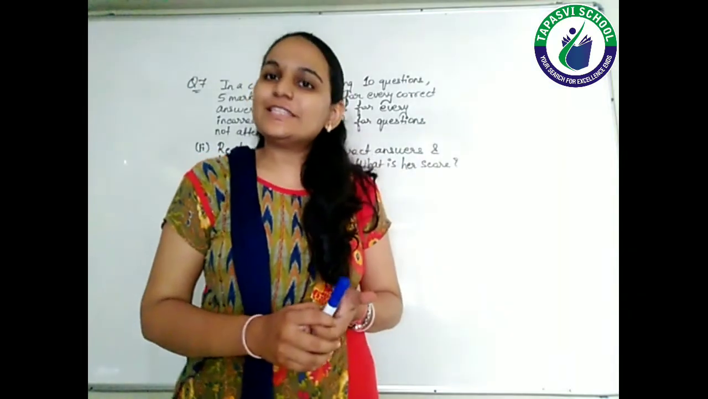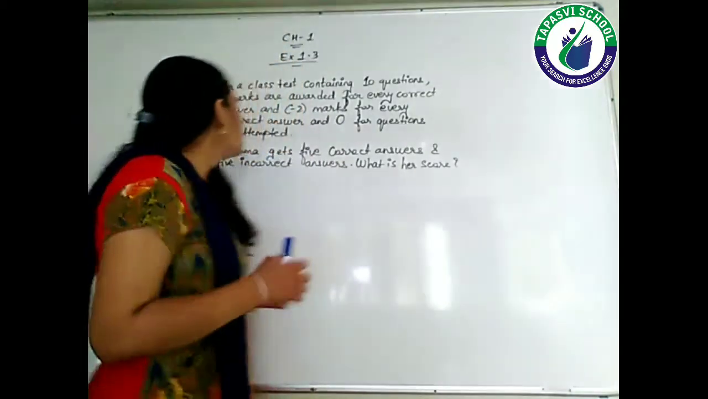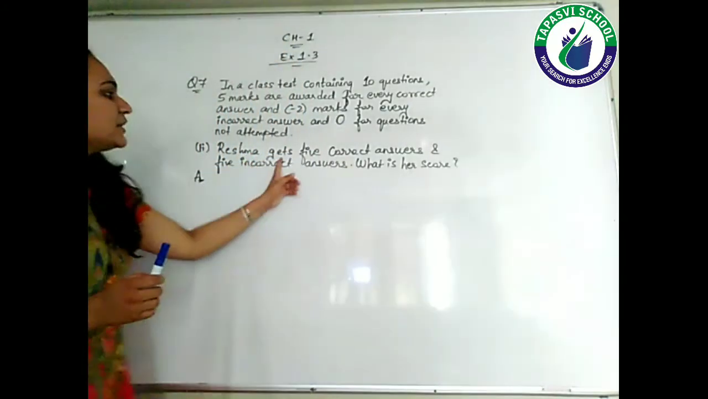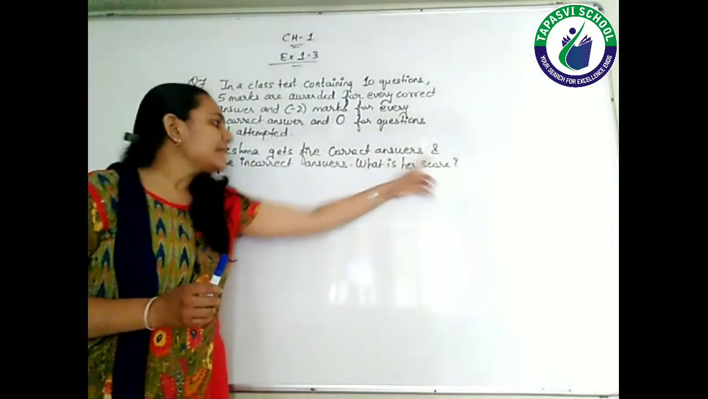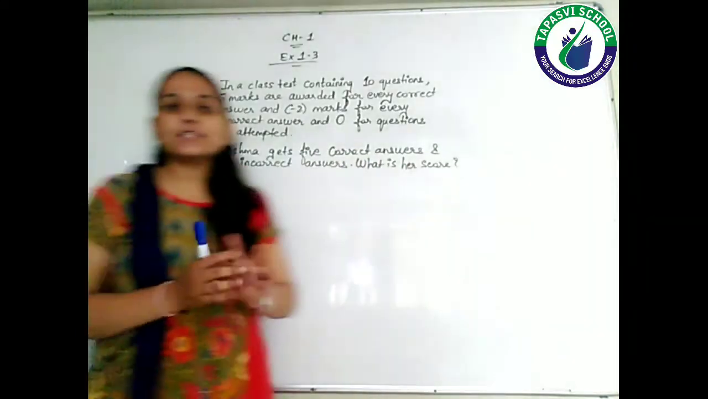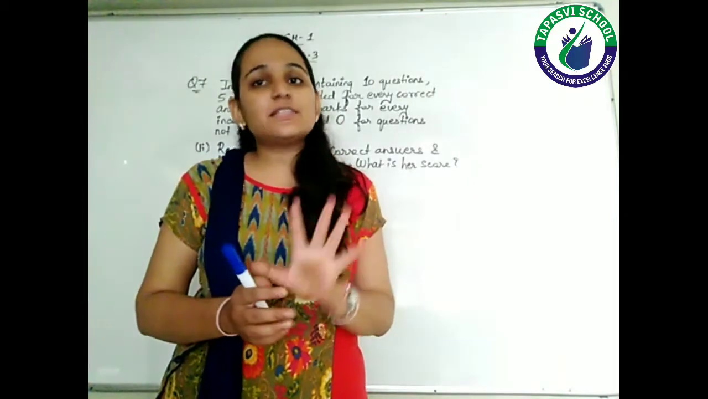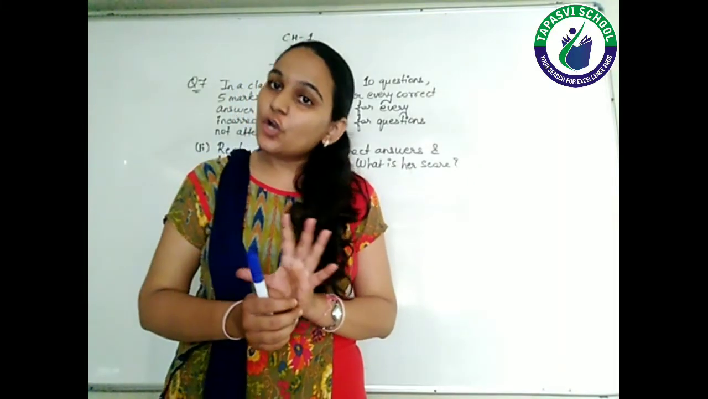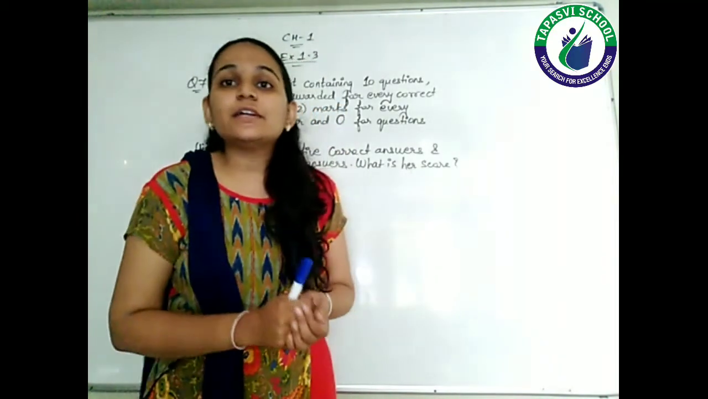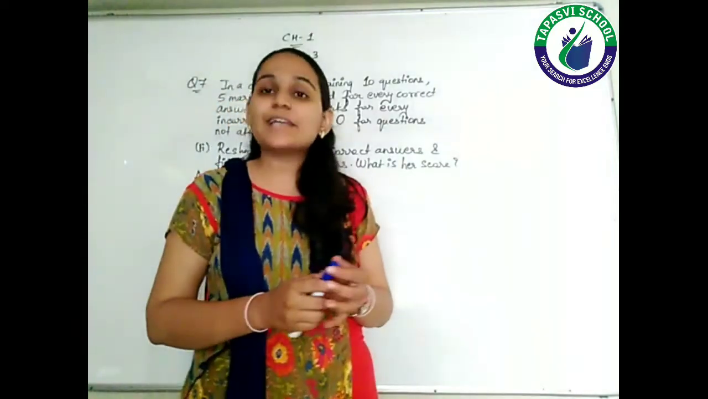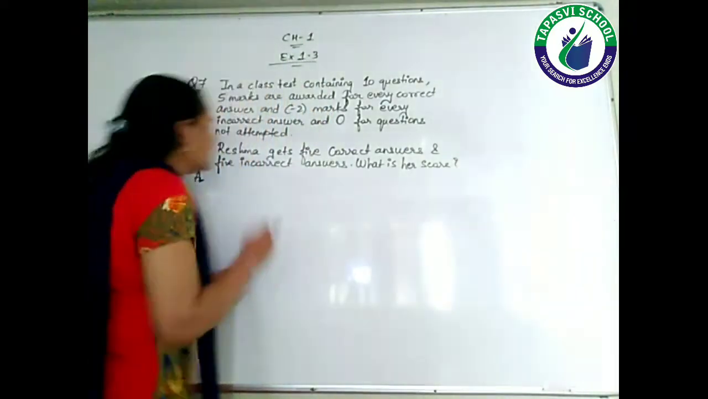Okay students, now let's see the second sub-question of question number 7, that is, Reshma gets 5 correct answers and 5 incorrect answers. That means out of 10 questions, Reshma's 5 answers are correct and 5 answers are wrong. So we have to calculate her score. Let's see the calculation of this particular question.